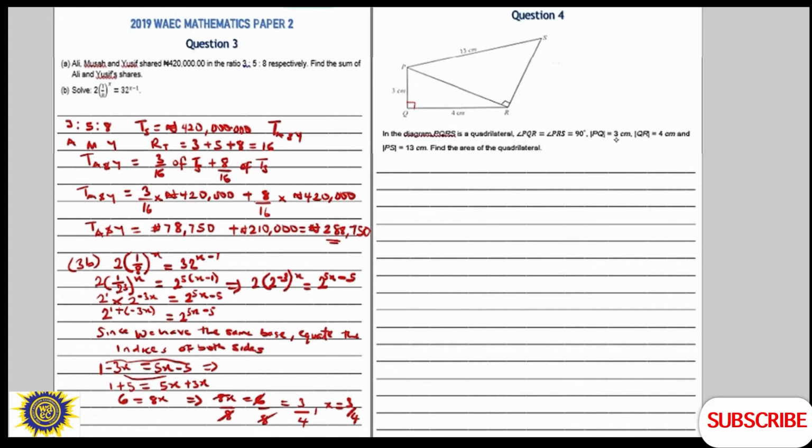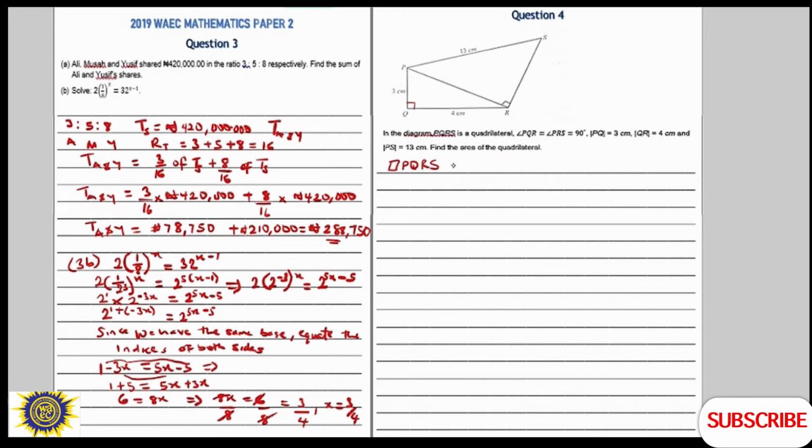Line PQ is equal to 3 cm. As you can see in the diagram, QR is 4 cm. PS is 30 cm. Find the area of the quadrilateral. I have to calculate the area of the quadrilateral. The quadrilateral does not have a definite shape, but it has what? Two triangles, triangle PQR and triangle PRS. So the quadrilateral PQRS consists of two right angle triangles.